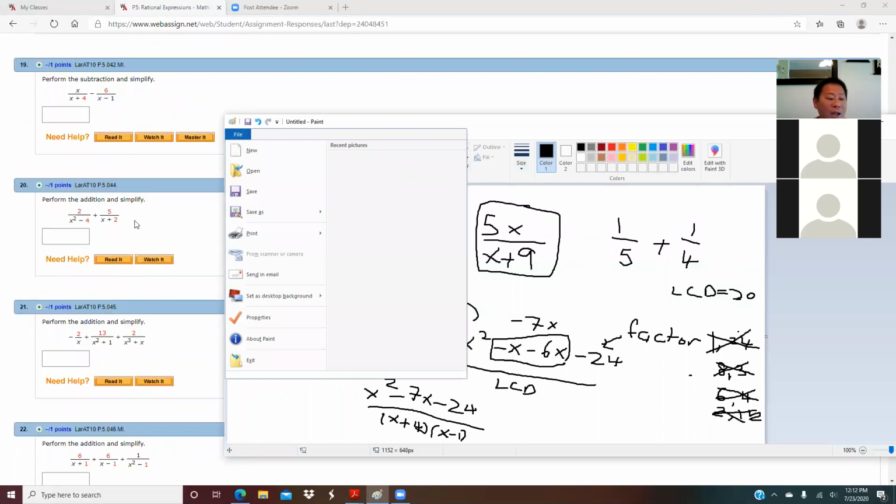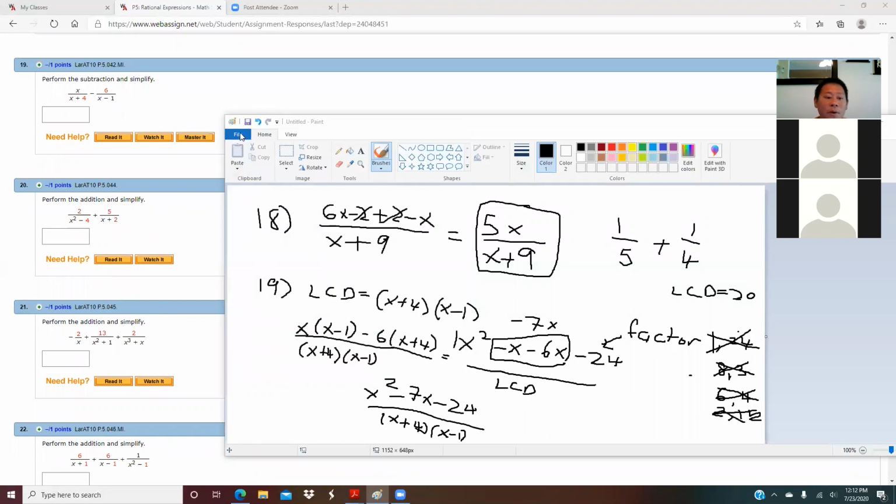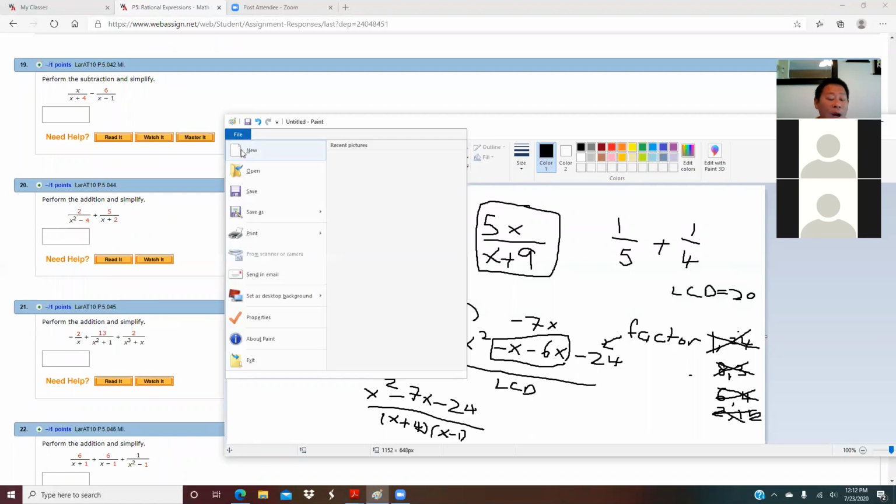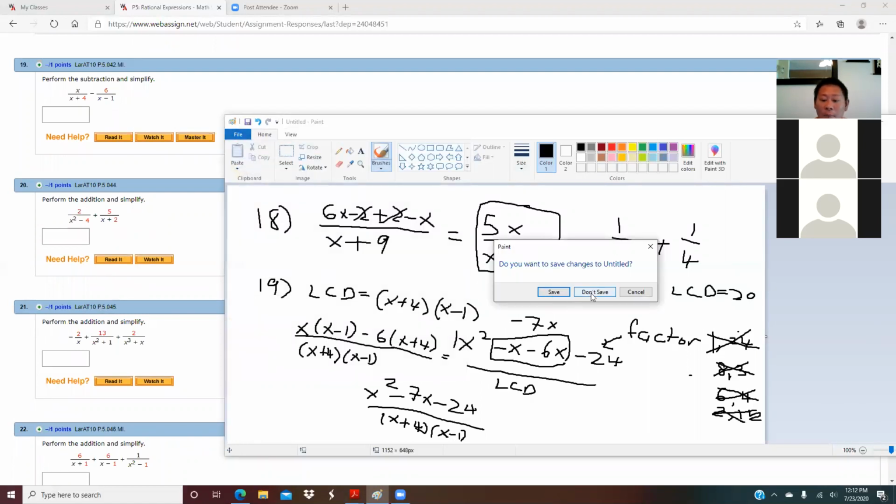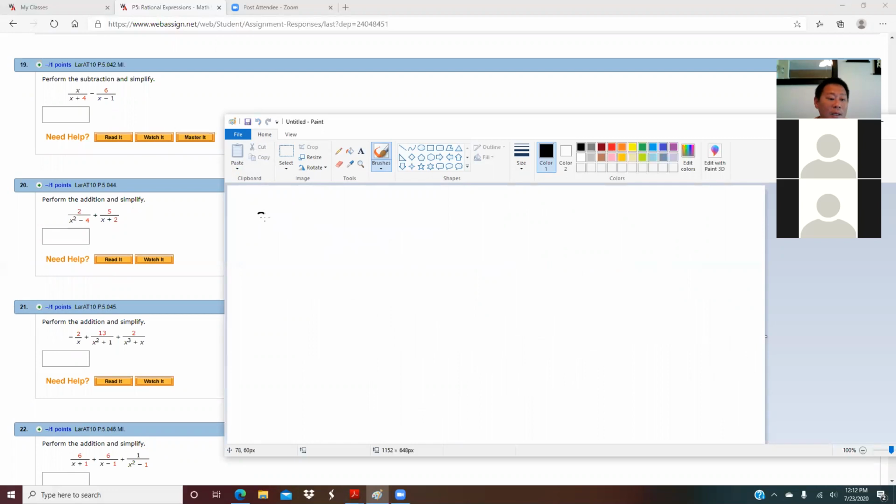So if you go on to question number 20, oh sorry, I'm on the wrong one. If you click to do number 20, the first thing you need to do here is factor the denominator.